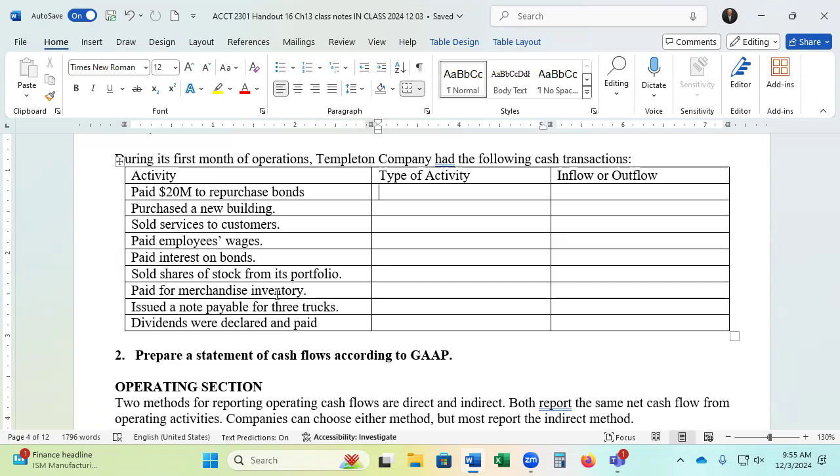Okay, so let's go ahead and walk through these now. So the first one says paid 20 million to repurchase bonds. So this is not an investment activity. This is to repurchase our bonds. And so this type of activity would be financing. And it would be a cash outflow.